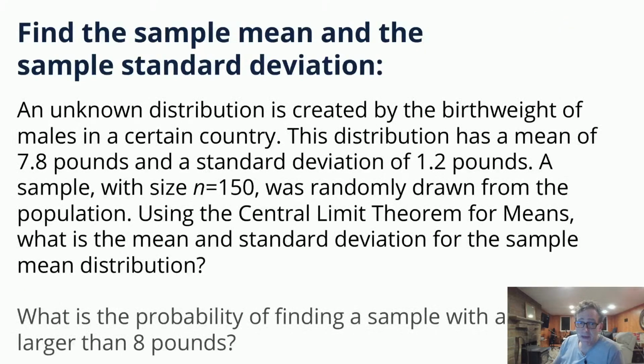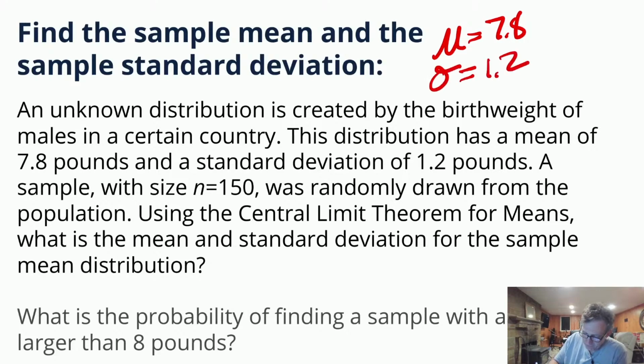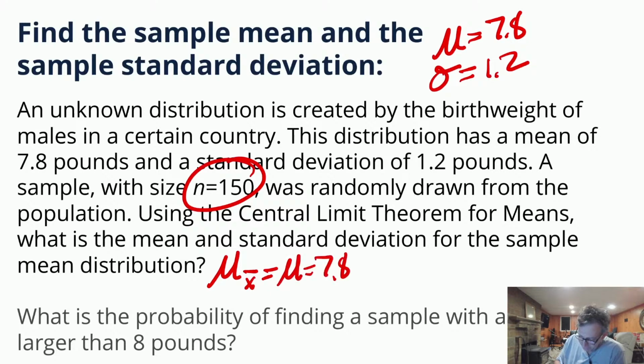So let's say that we have an unknown distribution with the birth weight of males, and it turns out that the mean of males is 7.8, and the standard deviation is 1.2 pounds. Sample size is 130. So the new mean, which I'm going to label like this because that's the way it's supposed to be labeled, is the same as the old mean, 7.8.